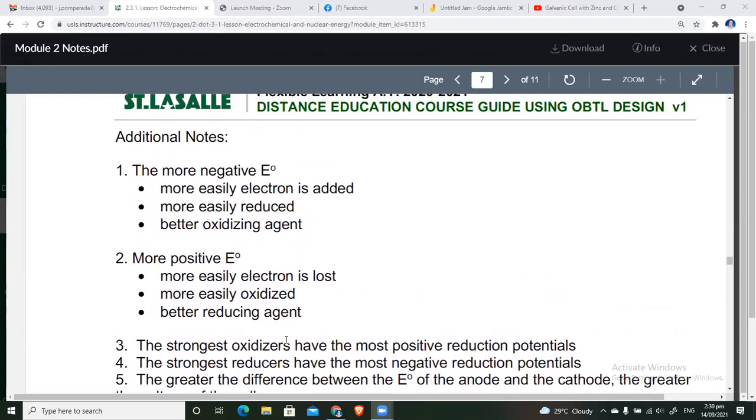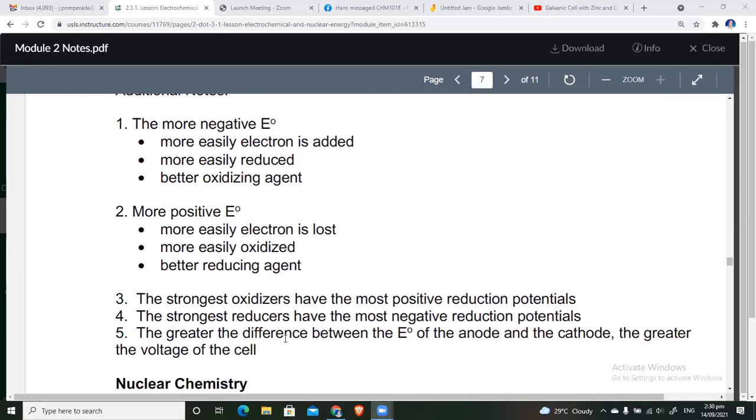Now, before I proceed to this one, any question? I'd like to show to you a video that will complement what I've discussed regarding electrode potentials and voltaic and galvanic cell. Nuclear chemistry is a different topic. So before I go to this, I'd like to show to you a video. Do you have any questions?